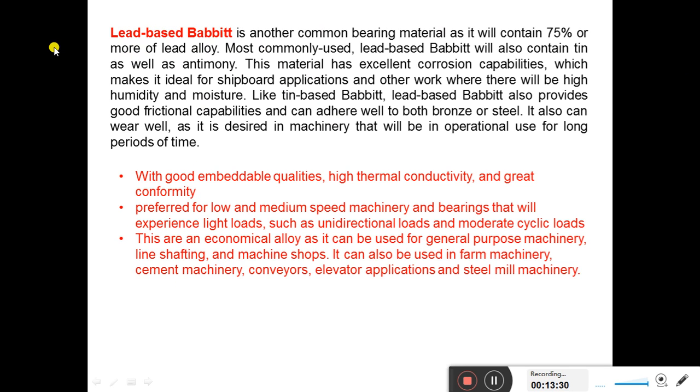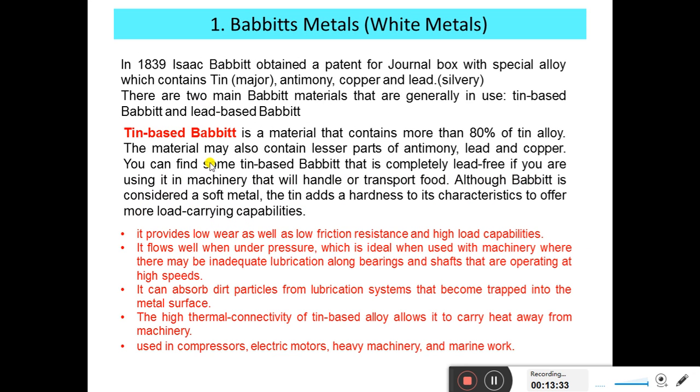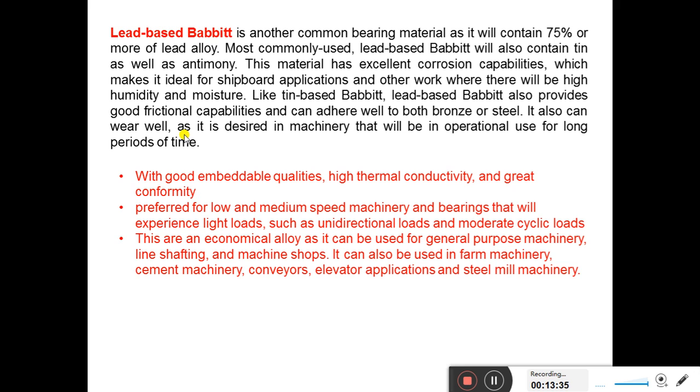So the previous one is tin based Babbitt, and the second one is lead based Babbitt. Babbitt means they are basically alloys, discovered by Babbitt, and they look white or silvery in color. That's why it is also called white metals. Is it clear?